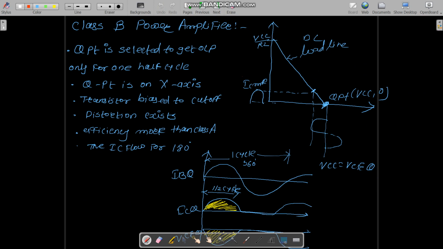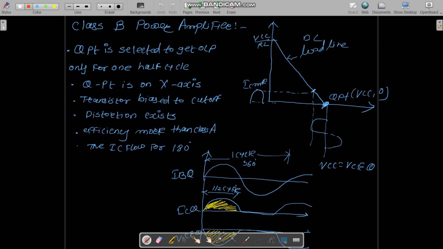If you compare the efficiency of class A and class B, class B will be more efficient than class A, whereas in class A there will not be any kind of distortion because the complete output is getting produced, whereas in class B the output is produced only for half of the input cycle.